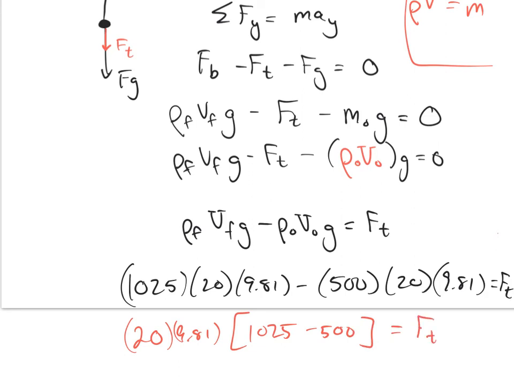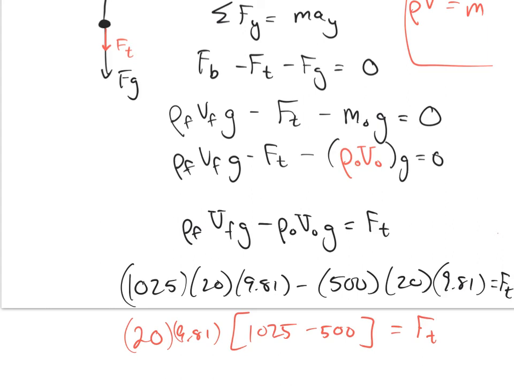Take a look, please, because this has a lot of significance. Look, volume is the same. So what's really the factor that's causing this tension? The difference between the object's and the fluid's density, which makes sense. We said a moment ago, density is what causes buoyancy. So the buoyant force is a result of that. So this subtraction here is the part that gives tension.